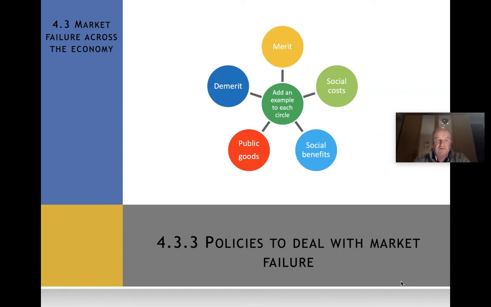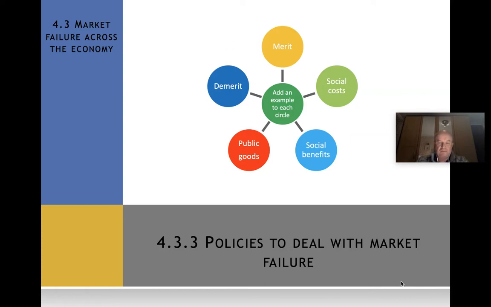So we're looking at market failure across the economy and some of the policies that can be used to try to deal with market failure. Some of this will be a little bit of revision, I think, but also hopefully some new content which will help you to understand it too. So let's take a look at it.